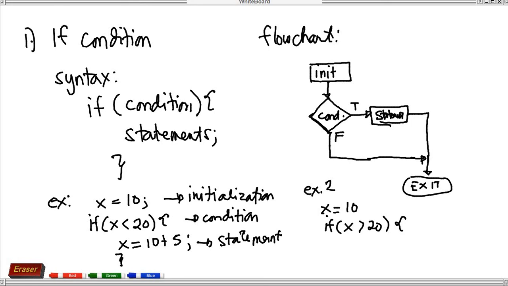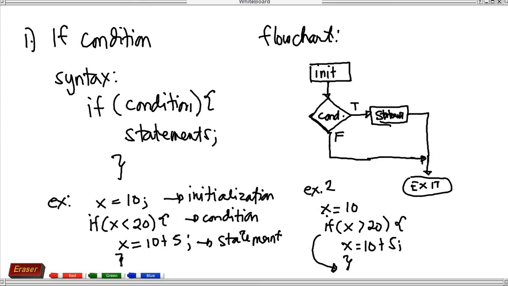Now, again, if x is greater than 20, and then say for example your statement is x, again the same, 10 plus 5, and then close. So here in the second example, you have x is greater than 20. So is 10 greater than 20? True or false? So this is false, right? So if it is false, it automatically exits. It will not go inside. It will not perform your statement.